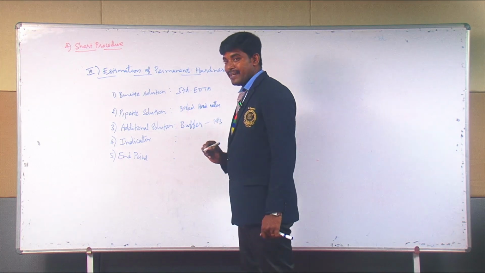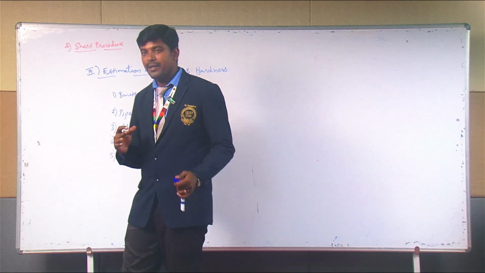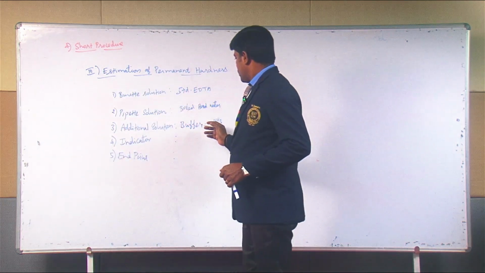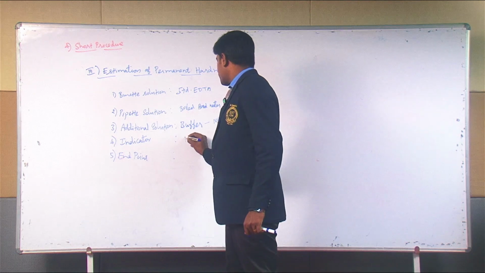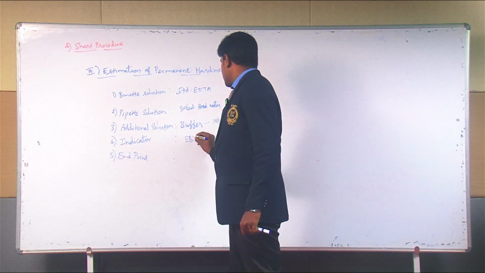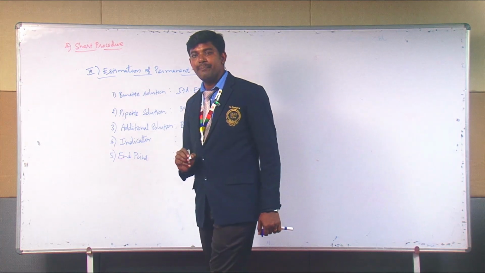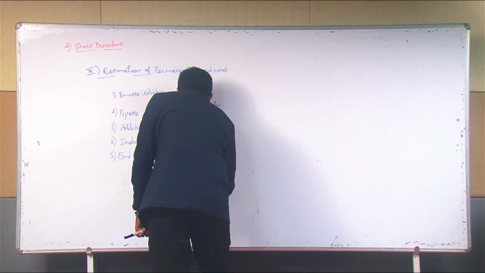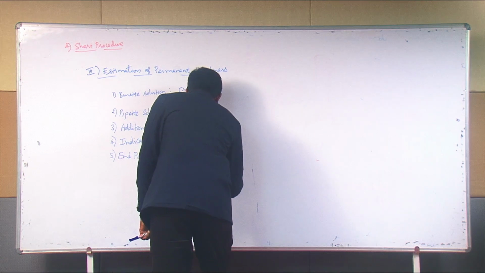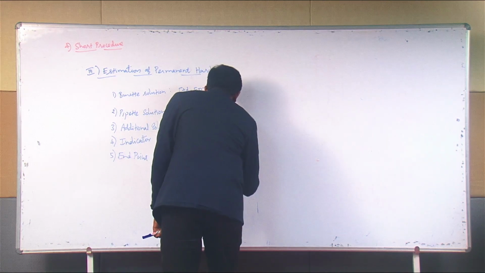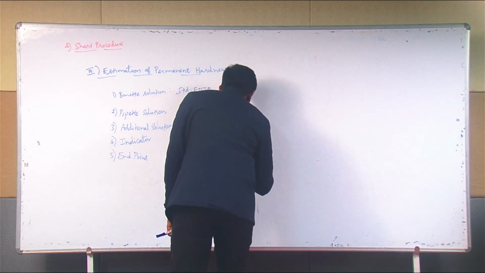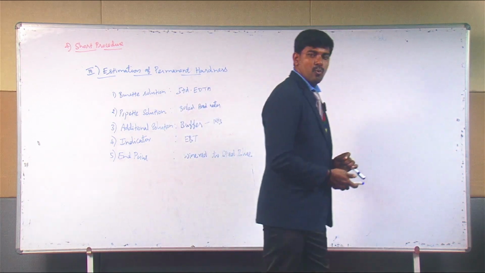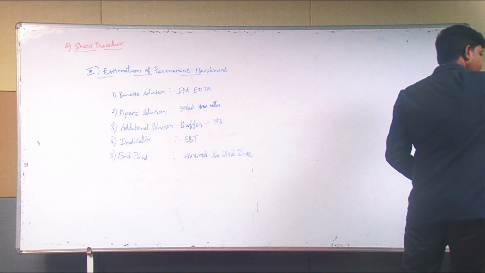Actually, ammonia is a gas. When ammonia dissolves in water, it becomes ammonium hydroxide. The indicator is Eriochrome black T, abbreviated as EBT, and the endpoint is wine red to steel blue.